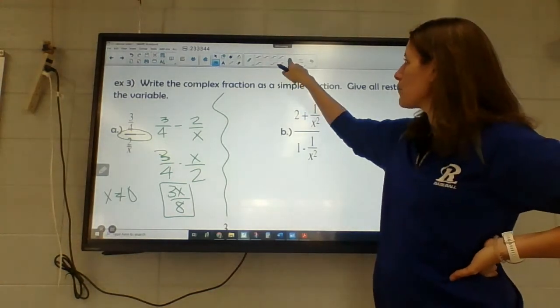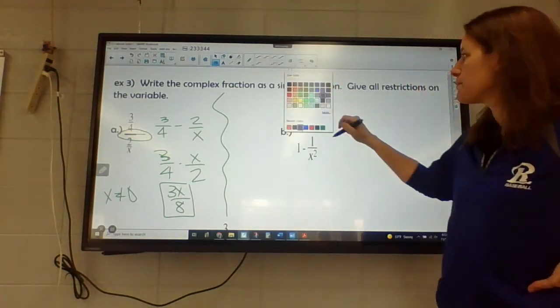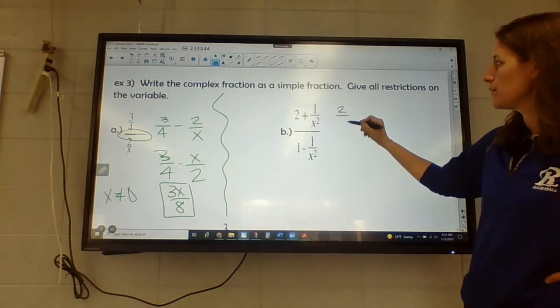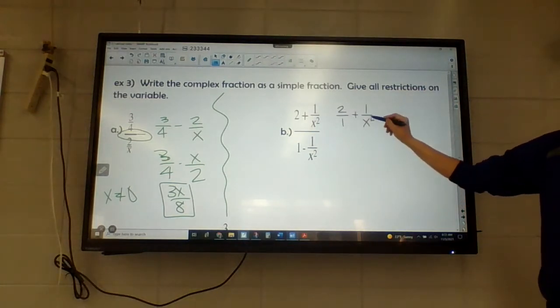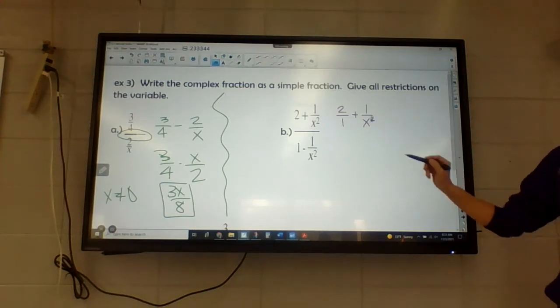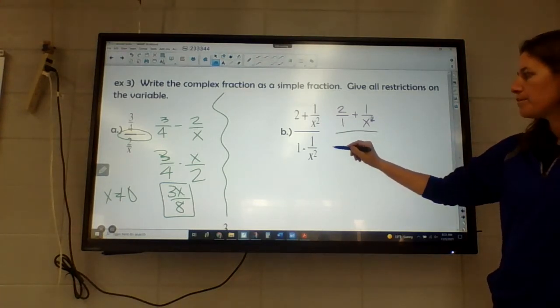So what I'm going to do instead is kind of change these both to fractions. I think that makes it look a little more workable here. Now again, don't flip these yet.